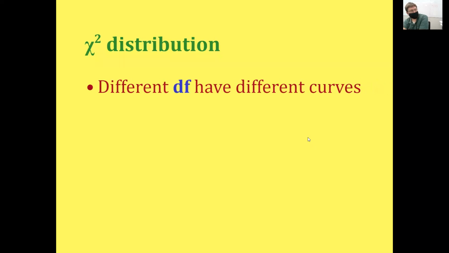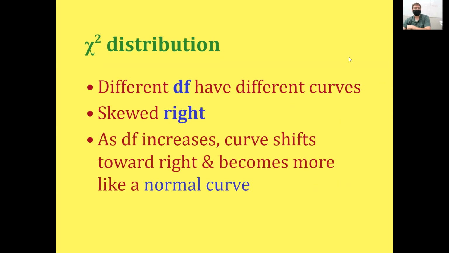All right, so what does the distribution for the chi-squared look like? I don't know if you guys have ever seen the graphs for chi-squared or not, but it is skewed to the right, meaning most of the data is centered on the left side of the graph, and then it tails off to the right side. Different degrees of freedom will have different graphs or different curves. As we increase our degrees of freedom, our curve will shift more to the right and become more normal.